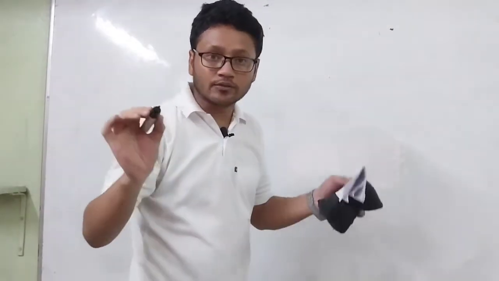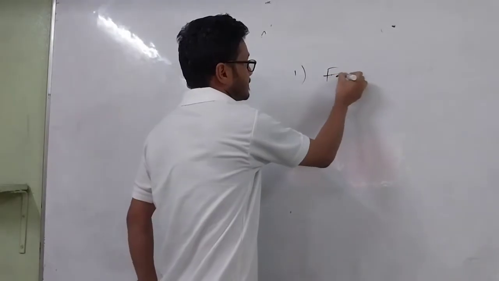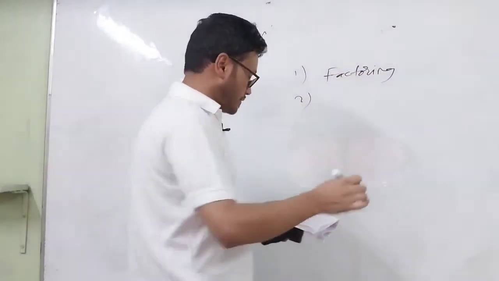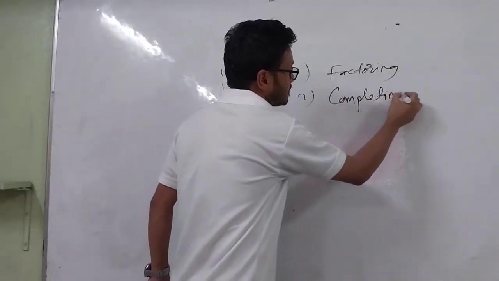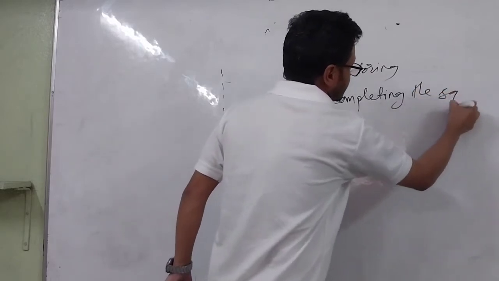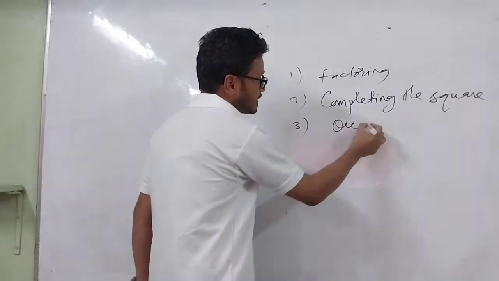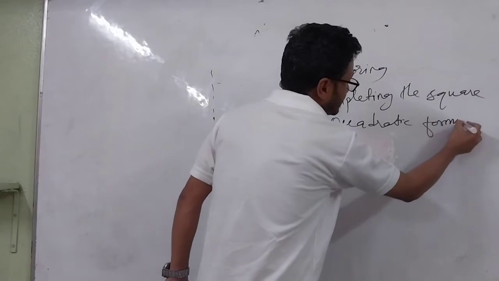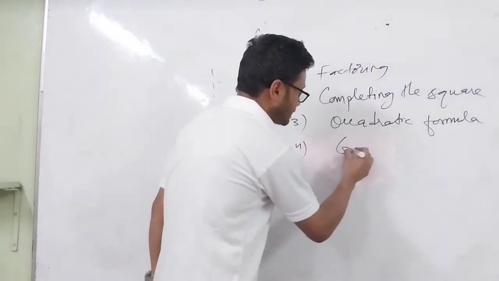Now see, there are 4 techniques, 4 methods in the quadratic equation to solve. Number 1 is factoring, or we can say factorization. Number 2, which is very famous, is completing the square. The third is the quadratic formula, and the fourth is graphing.